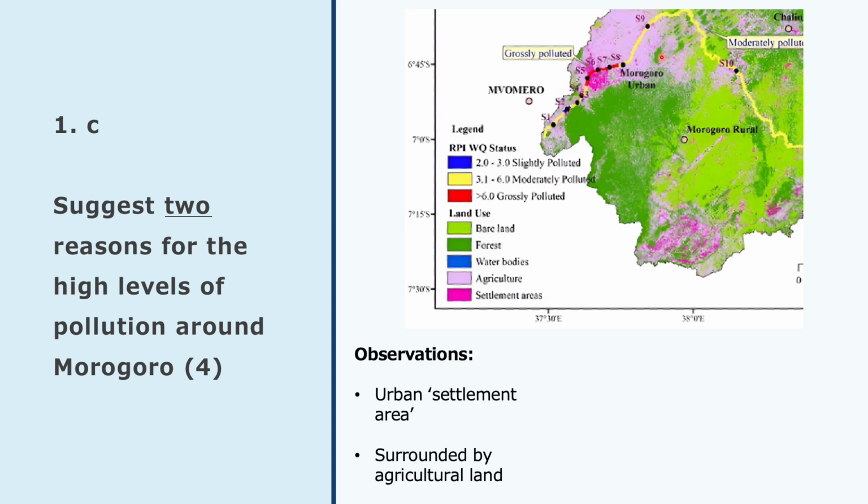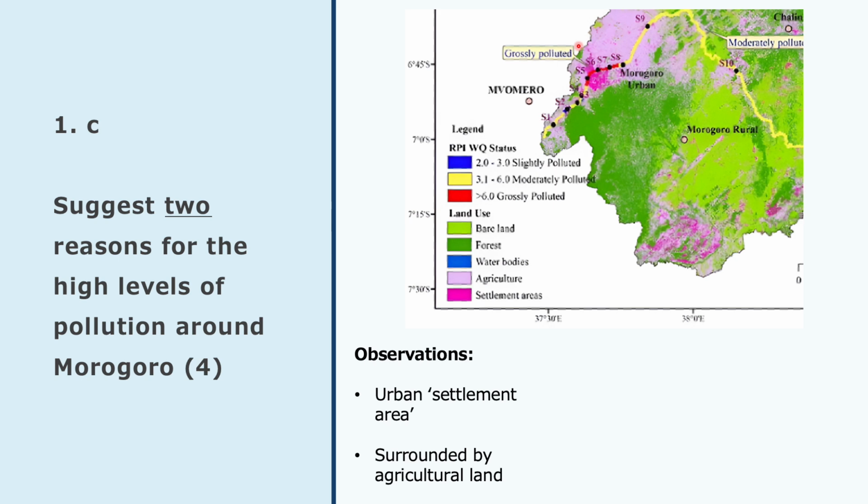Well, I can see that there's an urban settlement area here. That's the deep pink around the river here. That's right next to the grossly polluted zone. And I can also see that there's a lot of agricultural area surrounding that. So those are going to be some useful observations.